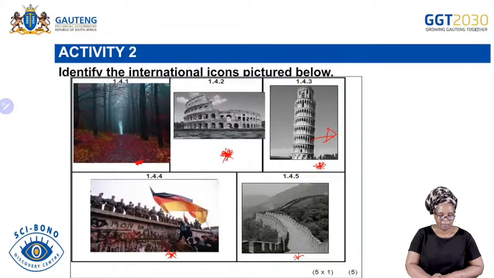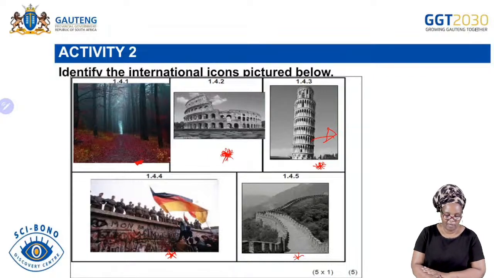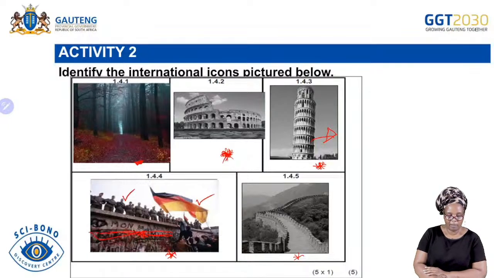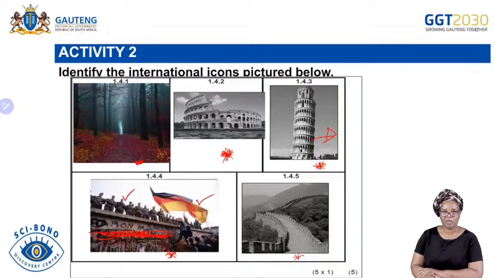The fourth one, look here, we've got the flag. It has to give it away. We have the soldiers here. We have the wall. This is the wall here. From the picture, you just have to remember what you talked about. What is the name of this icon? We have the soldiers there. If you have the Berlin Wall, you are correct. It is the Berlin Wall.